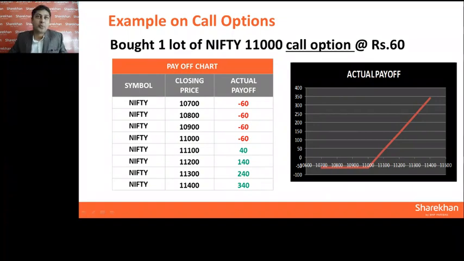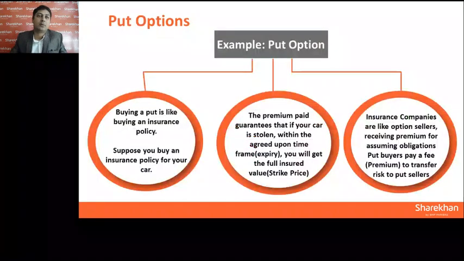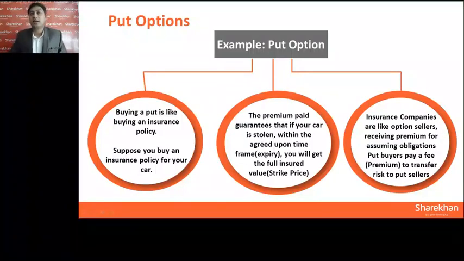Let's take an example of a put option. Buying a put is like buying an insurance policy. Let's suppose you buy an insurance policy for your car. You have to pay a premium of, let's say, 5 to 7,000 rupees for a car of value 5 lakh rupees. That 7,000 rupees is the cost of buying an insurance policy for your car, which will protect you from any sort of theft or any damage that can happen to your car in the agreed upon time frame.